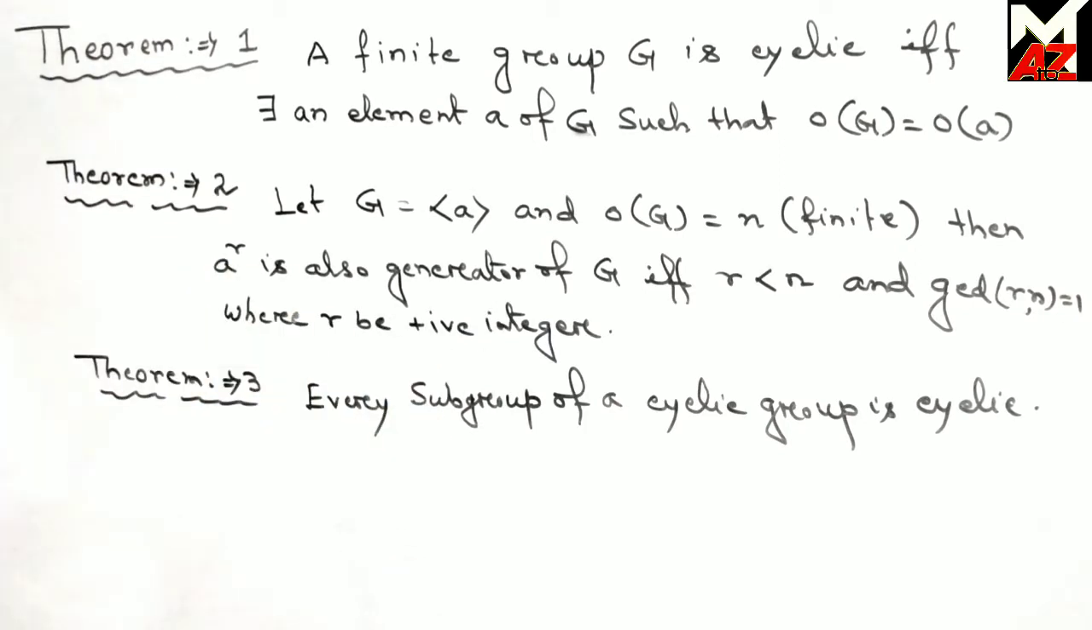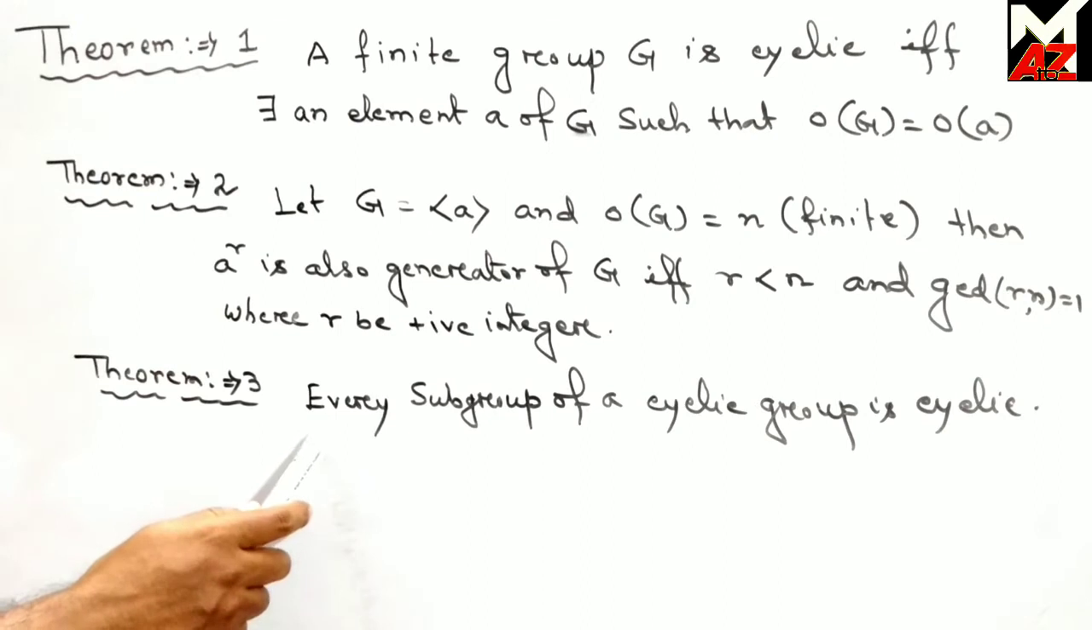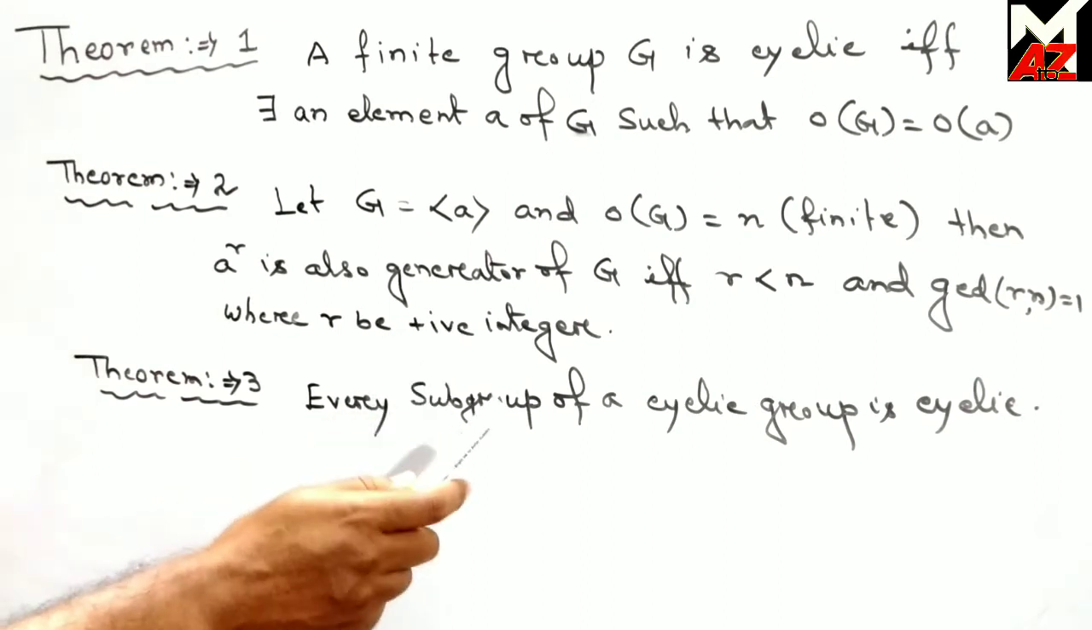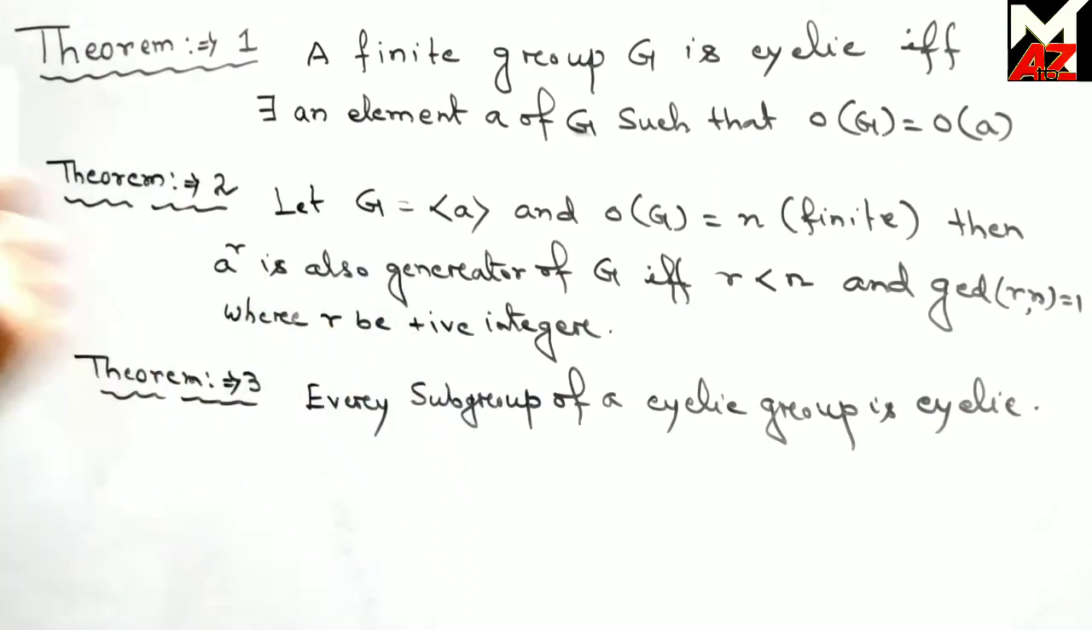And the third theorem, or the last theorem of the class, is: every subgroup of a cyclic group is cyclic. Now we prove these three theorems one by one.